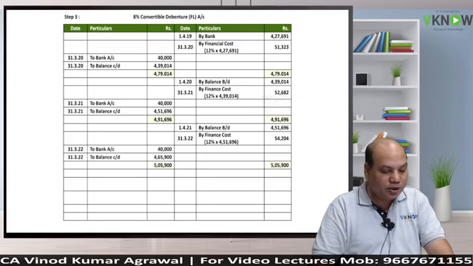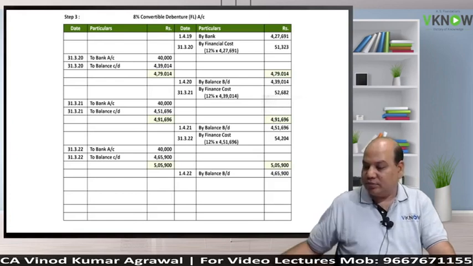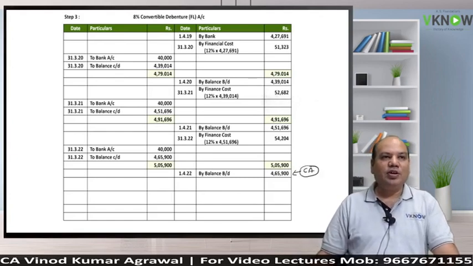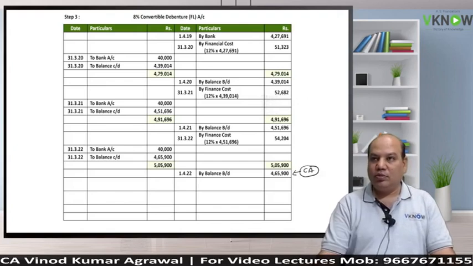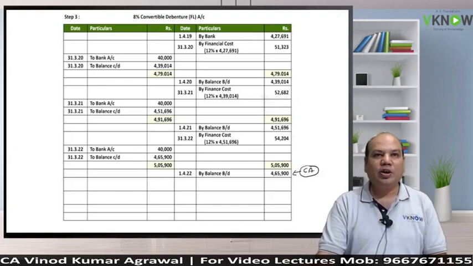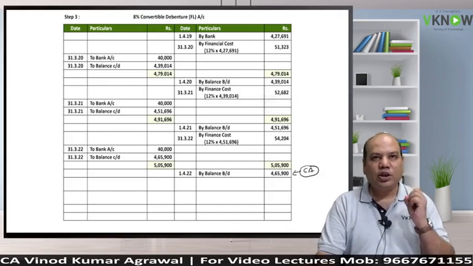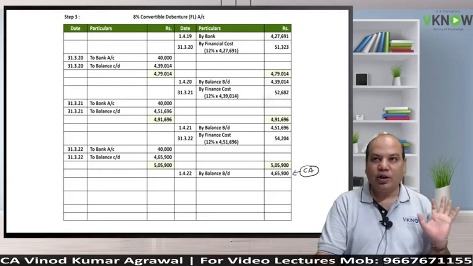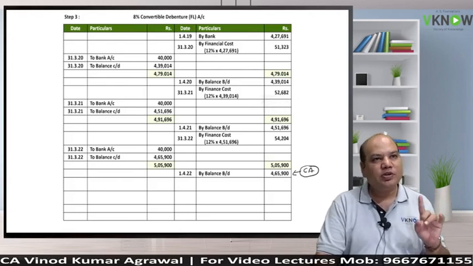When did the company offer early redemption? 1st April 2022. So now you reach up to this date first. This is my carrying amount. Now, how many more cash flows are pending? 2 more cash flows are pending. One is 40,000, and the second is 40,000 plus 5 lakh.